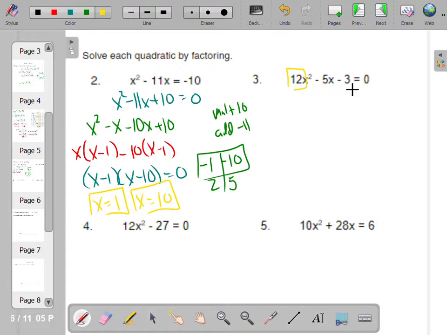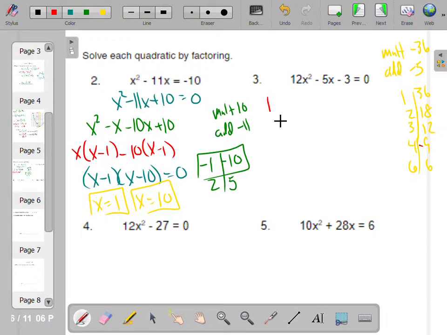This one's a little trickier. You've got 12 and negative 3 as your coefficients, so you need numbers that multiply to negative 36 and add to negative 5. So 36 has a pretty decent amount of factors. 1 and 36, 2 and 18, 3 and 12, 4 and 9, 6 and 6. So which ones add to negative 5, knowing that I have to make one of them negative? How about, oh, these are 5 apart. There you go. 4 and negative 9.